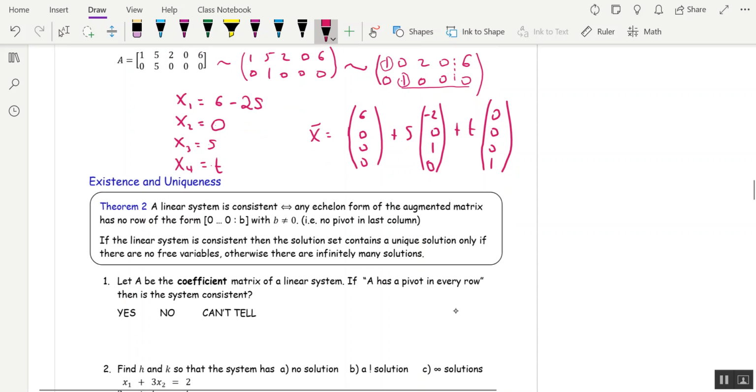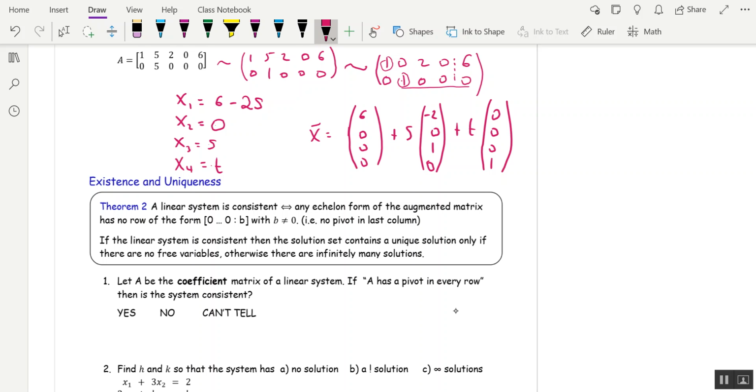A linear system is consistent, so now we're stating it as a theorem, if and only if any echelon form of the augmented matrix doesn't have a row that looks like all zeros and then b with b not 0. So that means there's no pivot in the last column, because that equation would read 0 equals something non-zero.